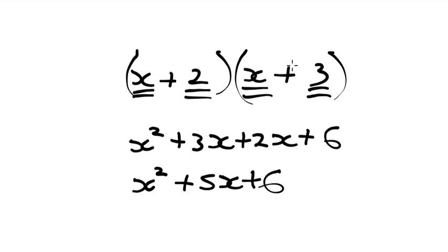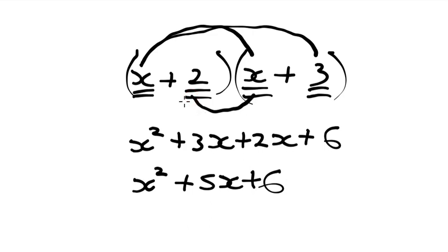There's the claw method, which is the same thing except you draw lines like this, x times x for x squared, x times 3 for 3x, and then 2 times x for 2x, and then 2 times 3 for 6, and it looks like a claw or a half moon. It's also the half moon method.